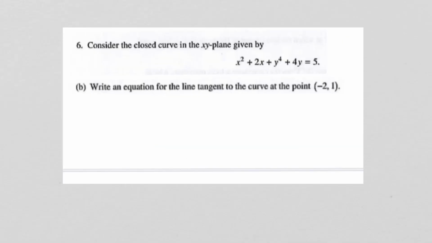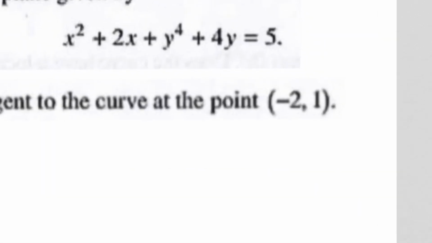Okay, so now we have this curve and it's defined implicitly because we don't know how y and x are related. We just have this jumble of x's and y terms that come together to make this curve. We want to write an equation of a tangent line to the curve at (-2, 1). Part of this work's already done for us because we already know x1 and y1. It's -2 and 1.